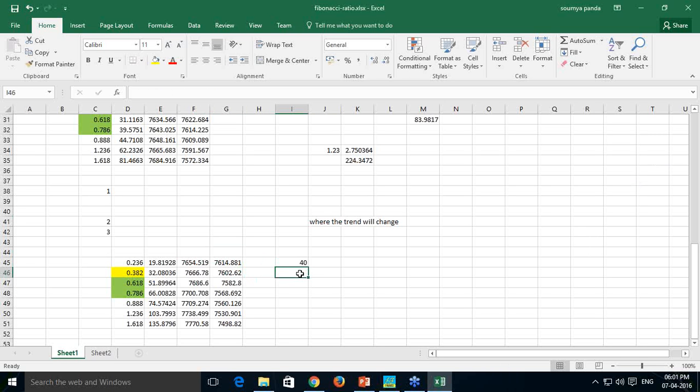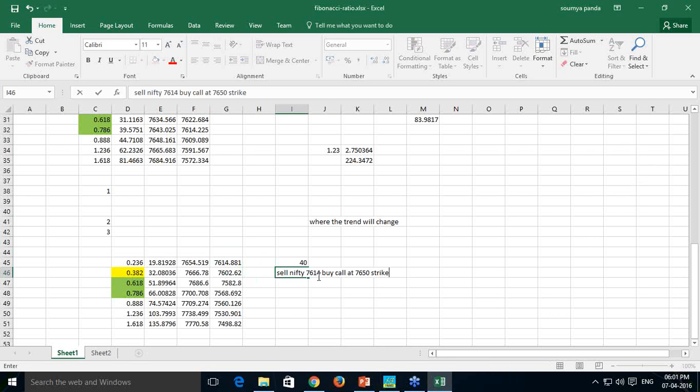Then I have to do some risk management. What is that risk management? The simplest risk management is to sell Nifty at 7614 along with buying a call at the 7650 strike. This is the simplest risk management.